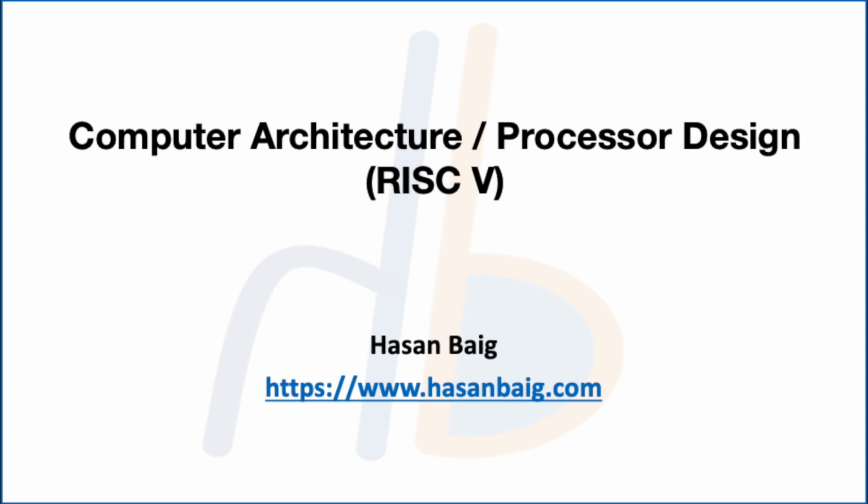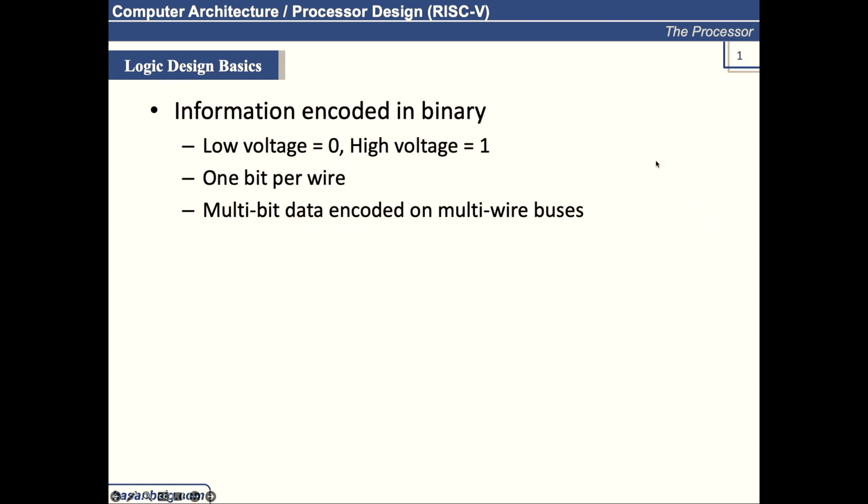So we know that the information is encoded in binary bits. Low voltage corresponds to 0 and high voltage corresponds to 1, and there is always 1 bit per wire. If you have 32-bit data, it means that there will be 32 wires to represent that data. Similarly, multi-bit data encoded on multiple wires is generally referred to as buses.